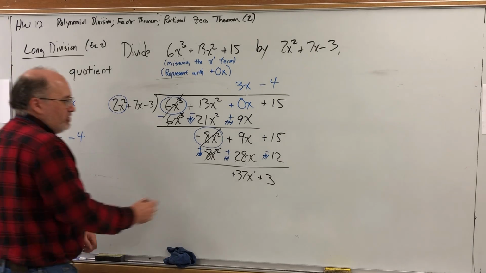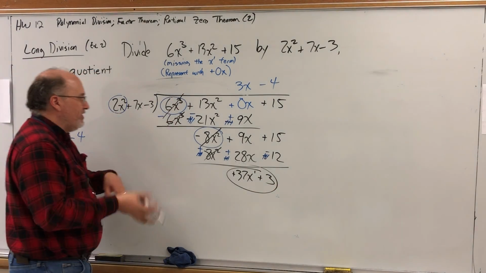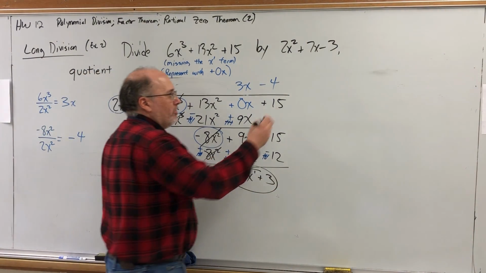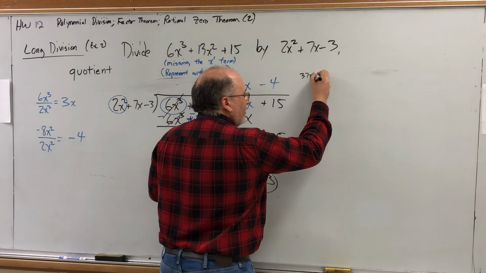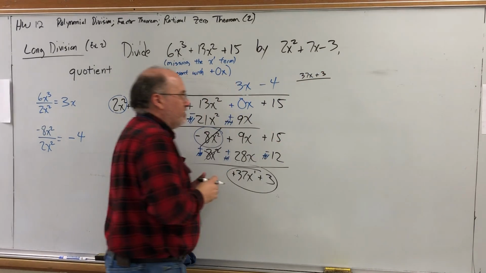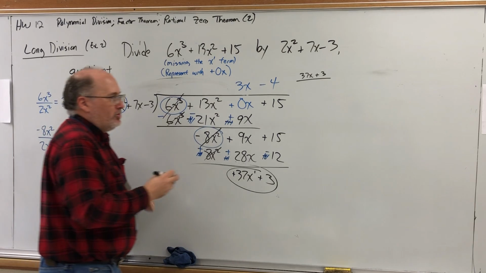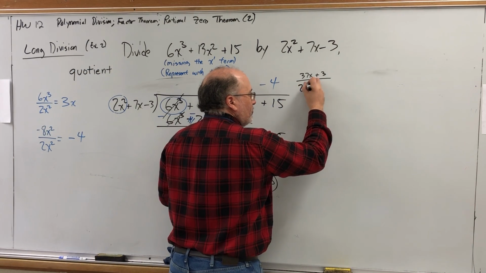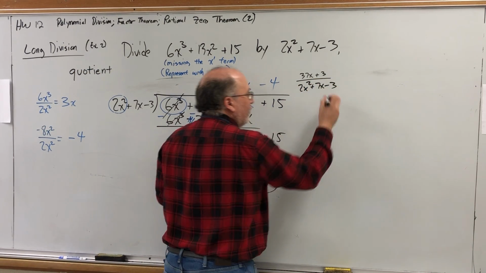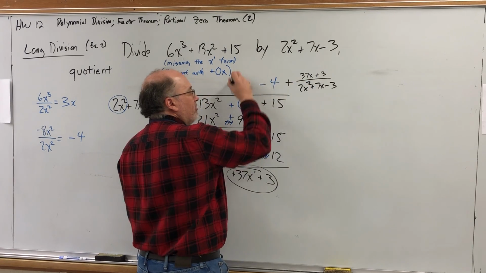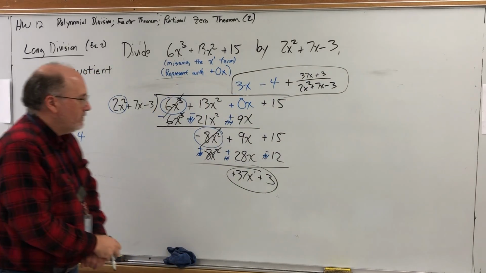All right, so we have a pretty chunky remainder, but we do the same thing with it that we did before. The remainder, 37x plus 3, gets written on top of the divisor, 2x squared plus 7x minus 3. And that whole fraction gets added onto the quotient to make your final answer.